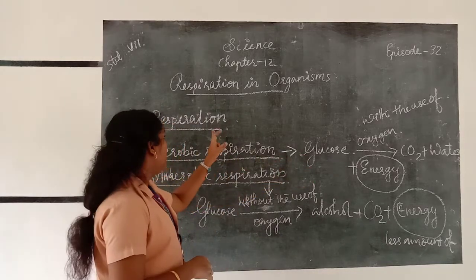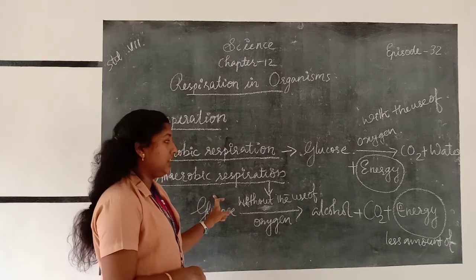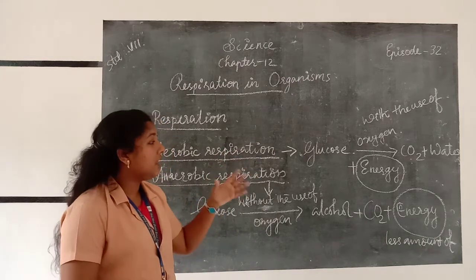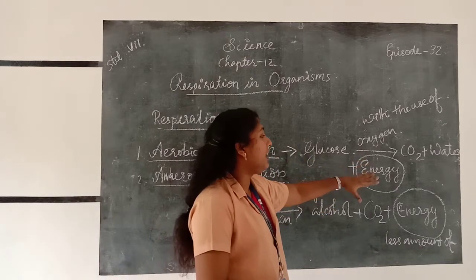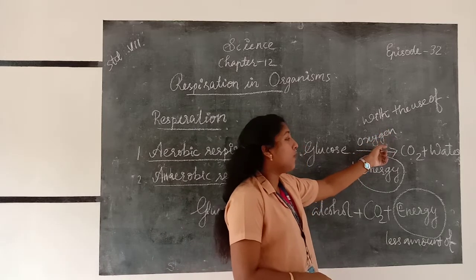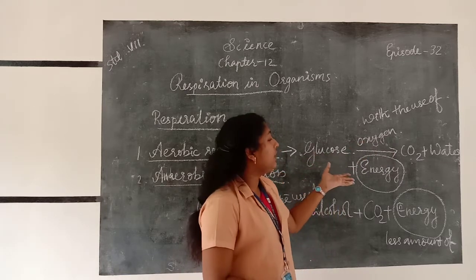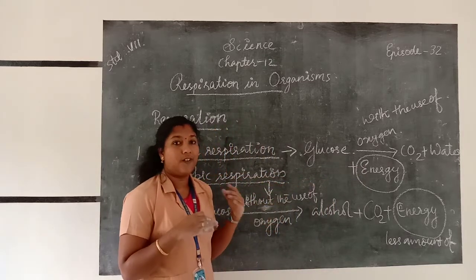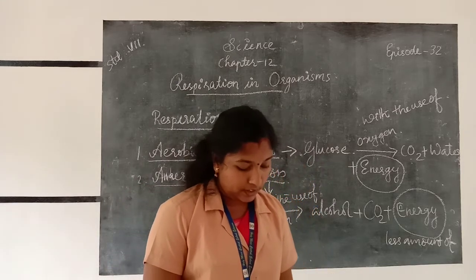So we know that respiration is of two types: aerobic respiration and anaerobic respiration. Aerobic respiration means the breakdown of glucose with the use of oxygen, which releases carbon dioxide, water and energy. Lots of energy is released in aerobic respiration, so we get lots of energy for the stability and growth of our body.